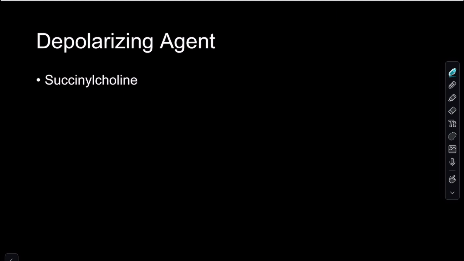The first paralytic that we'll discuss is succinylcholine. So succinylcholine mimics the action of acetylcholine. You can remember this because both of these have the choline suffix. Because it mimics that, it's a depolarizing agent because acetylcholine is your body's physiologic depolarizing agent that causes muscle contraction.